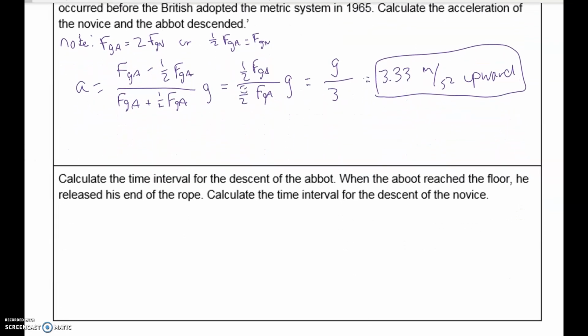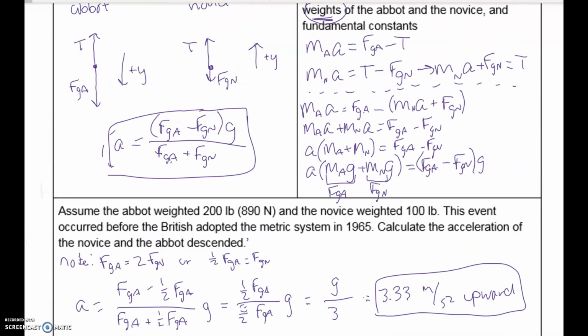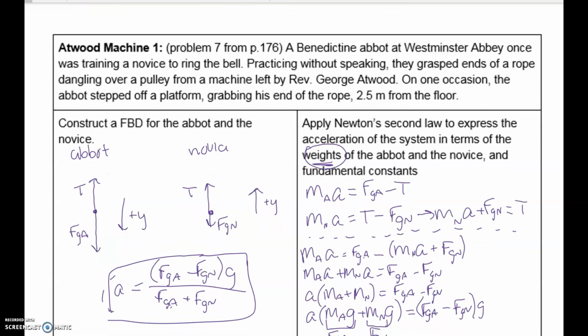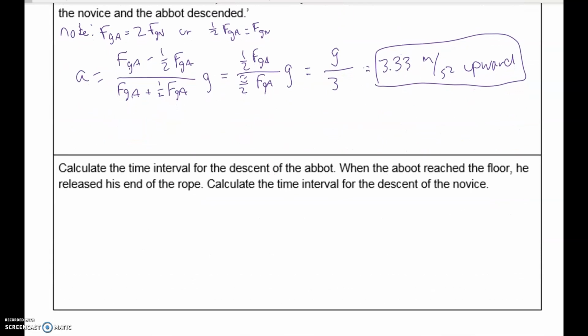One last part for this problem. Let's calculate the time interval for the descent of the abbot. When the abbot reached the floor, he released his end of the rope. Then calculate the time interval for the descent of the novice. If you look back at the prompt, when the abbot stepped off the platform, grabbing his end of the rope, it was 2.5 meters from the floor. So they provided us some kinematic information. Since we're calling downward positive y, it's convenient to say the abbot started at a height of 0 and then traveled a positive distance of 2.5 meters. That's a convenient coordinate system for our situation.